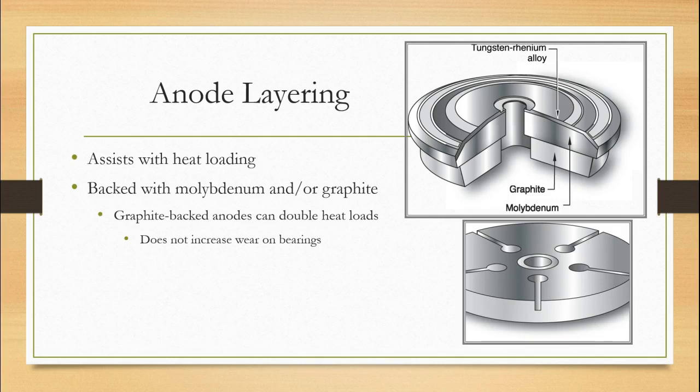So anode layering, so this is what I was talking about. When we take a look here, we have the tungsten rhenium alloy on our focal tracks, and then we have molybdenum, which is the base of our anode, and then graphite. It's a carbon graphite. So this is what it looks like typically, and it's super light, and it helps with the heat loads. So the graphite backed anodes can double heat loads, and it doesn't increase the wear and tear on the bearings because it's really light. If we use any other metal, they're pretty heavy and it wears out the bearings really fast.